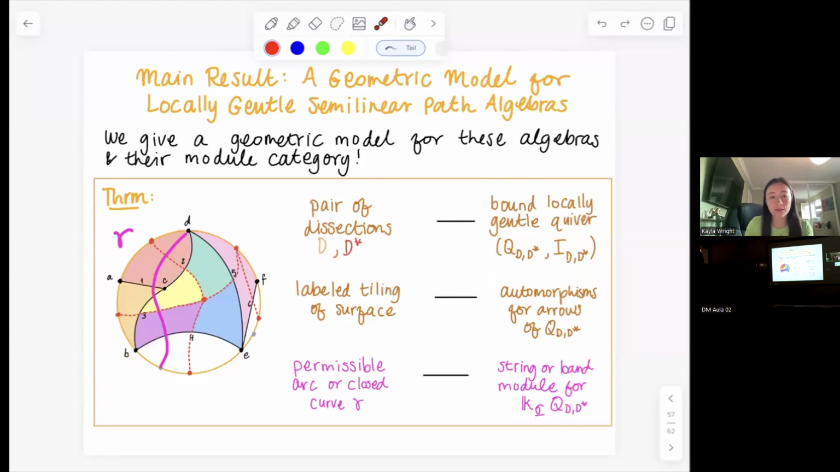And this part was actually just using lots of other people's hard work. It turns out that the modules for these semilinear path algebras are all just string and band modules, and this was proven by Raphael and his advisor. What we can show then because of this is that there's this very nice topological formulation of string and band modules in terms of these things called permissible arcs or closed curves on the surface. I have an example of something that is known as a permissible arc here. I'll just do one quick example of how you would get a module using this construction.